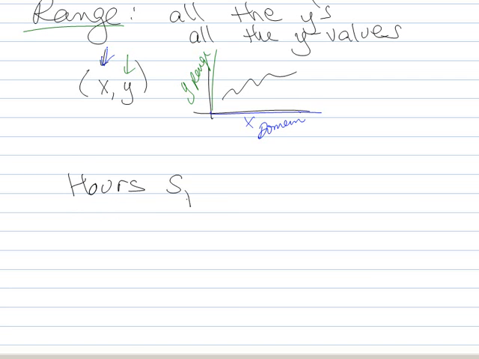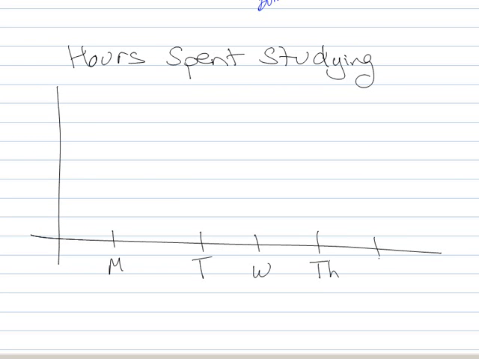Hours spent studying. Alright, so we'll say hours spent studying. And along the x-axis, I'll have Monday, Tuesday, Wednesday, Thursday, and Friday. And say I've got a half an hour, and 1 hour, and 1.5 hours, and 2 hours, and 2.5 hours, and 3 hours. Let's say that on Monday, it's the beginning of the week, I'm all super stoked. I think, for real, I'm going to study this time. And I study for an hour and a half.